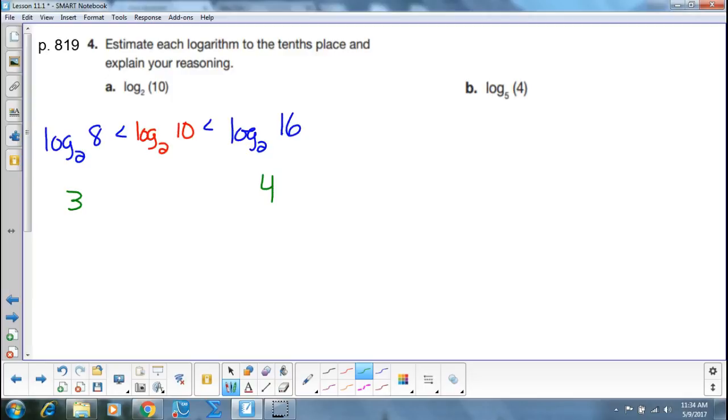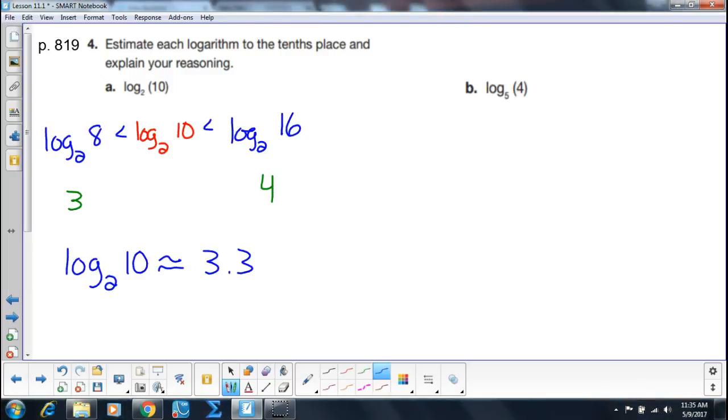Is 10 closer to 8 or closer to 16? Closer to 8. It says rounding to the 10th place. I would probably go that log base 2 of 10 is approximately 3 point, I would say 3, because it's about a quarter of the way there. So that's like 3.25-ish, so let's go 3.3. With me? Okay. You now do B, C, and D.